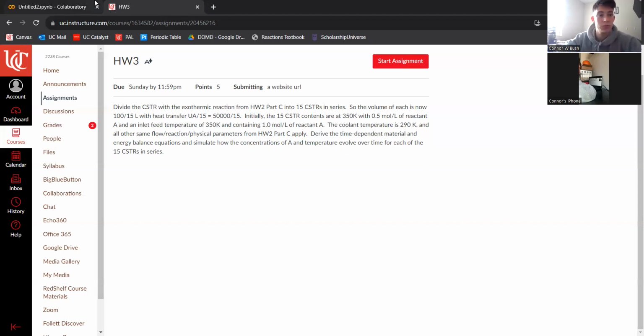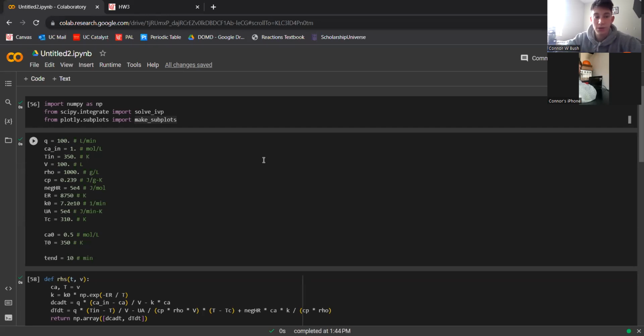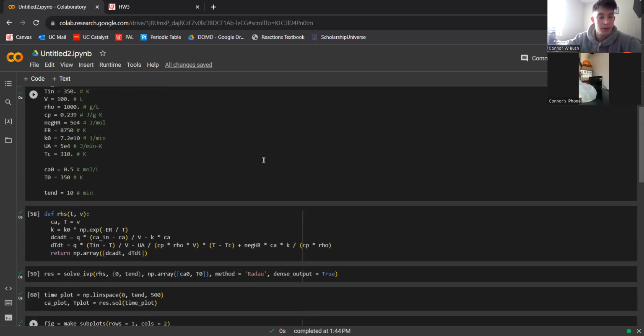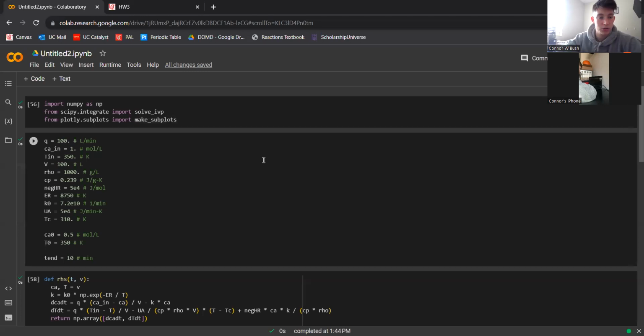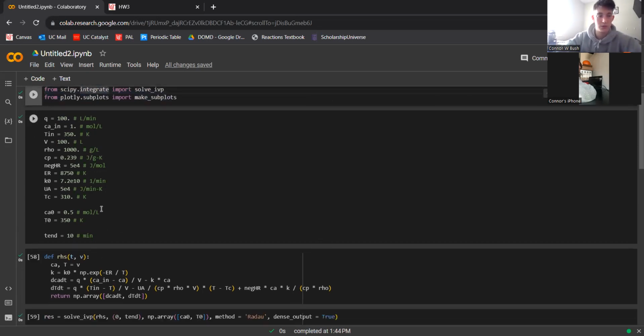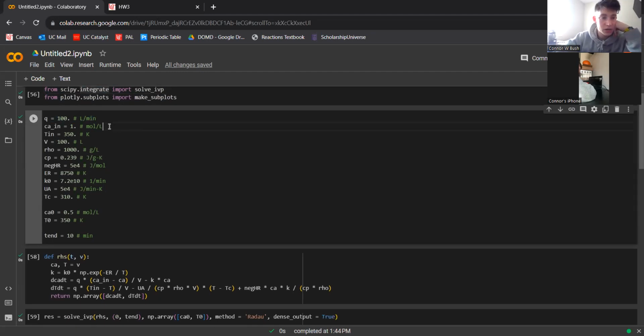So I'm going to pull up the code that we had from homework 2C. We're going to just modify what we have here. All of the libraries here we're going to be using, and then let's look at the parameters we're working with. So this flow is going to remain the same. The concentration in, it was said, is going to remain the same, along with the temperature of the feed.